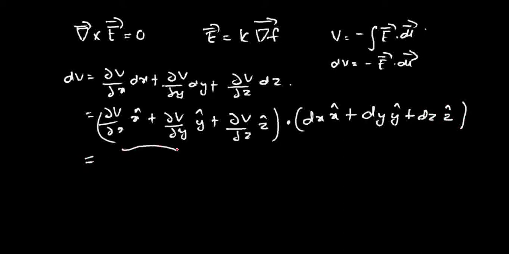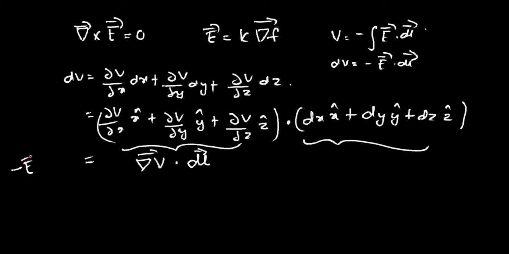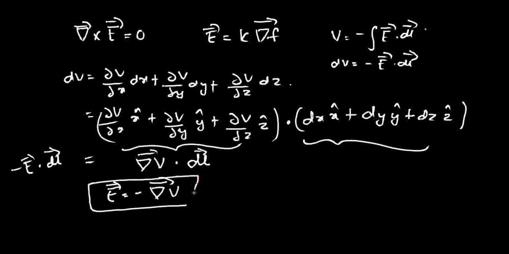Then what is this ∂V/∂x x cap plus ∂V/∂y y cap plus ∂V/∂z z cap? Del V dot, what is this, dx x cap plus dy y cap plus dz z cap? dl bar. And we already know dV as minus E bar dot dl bar. So what is the relation between E and del V now? E bar is equal to minus del V. So this could be taken as a second property of a conservative field.